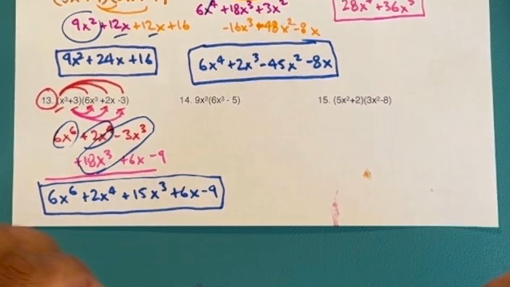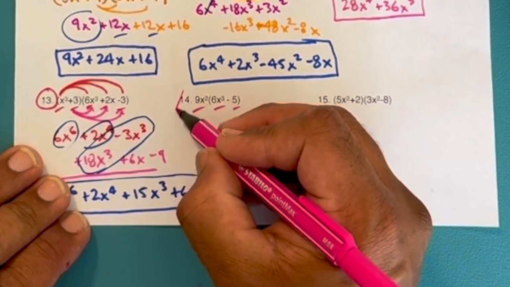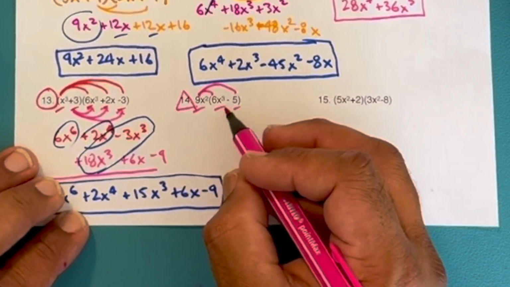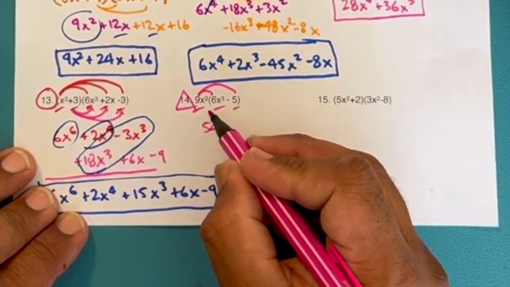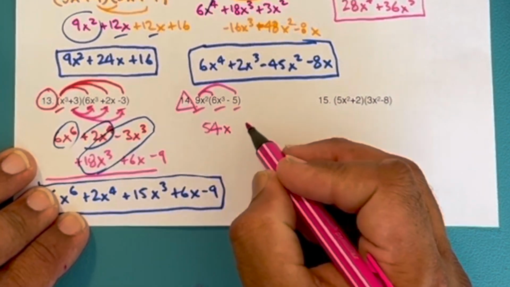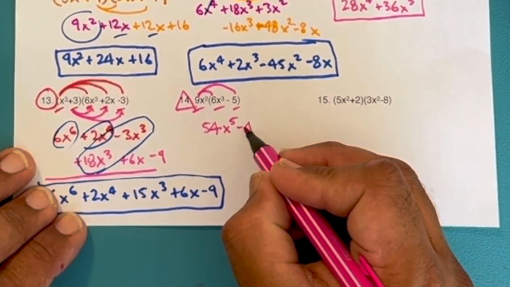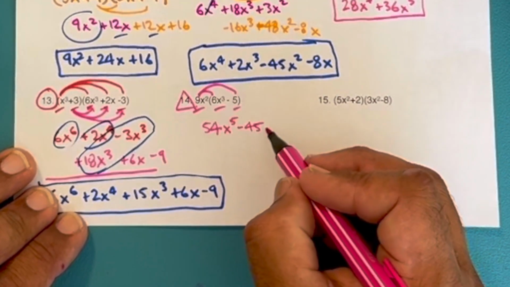Number 14. 1, 2, 3. So distribute. 9 times the 6 is 54. X squared times x to the third is x to the fifth. 9 times negative 5 is negative 45. X squared, just x squared.